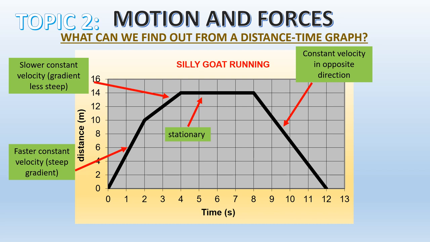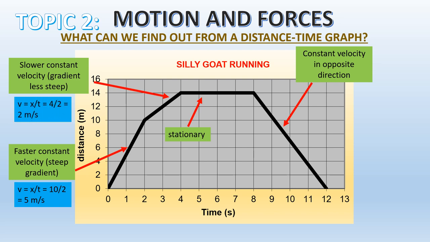Okay, distance time graphs. We can work out numerical information from this graph as well by getting data off the graph. Okay, so how far has it moved in the first 2 seconds? You just read it off. 2 seconds, it's gone 10 meters. I can also work out velocities. Okay, remember V equals X over T, distance over time. Velocity is distance over time. So it's gone 10 meters in 2 seconds. 10 divided by 2, it's going at 5 meters per second.